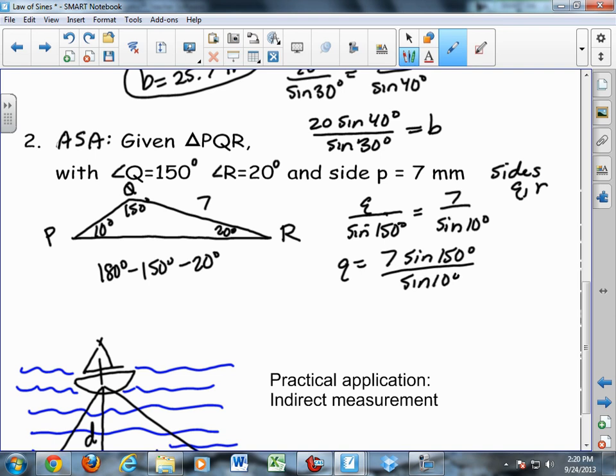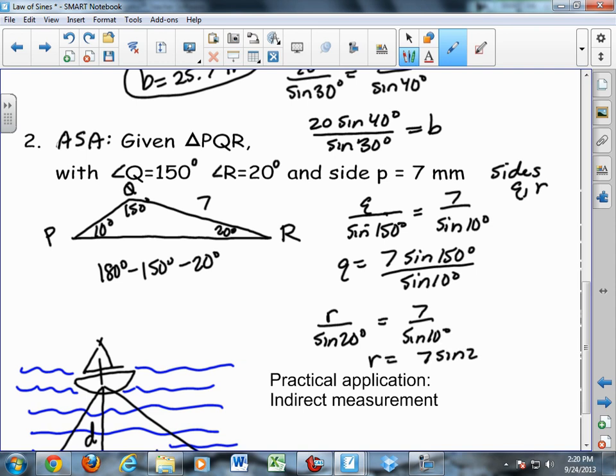Now let's do the other one. I want to find R. So R over sine of 20. I can use the P angle pair again, 7 over sine of 10. So R is equal to 7 sine of 20 divided by sine of 10.